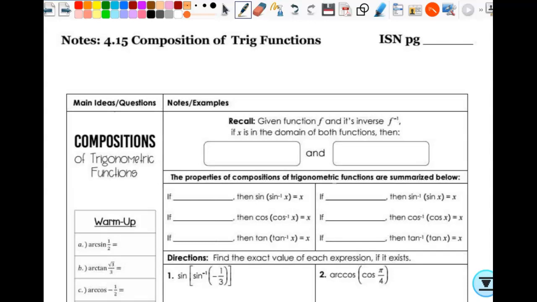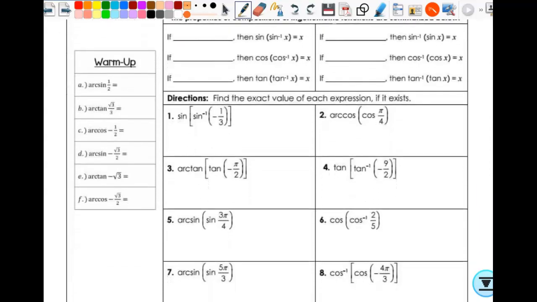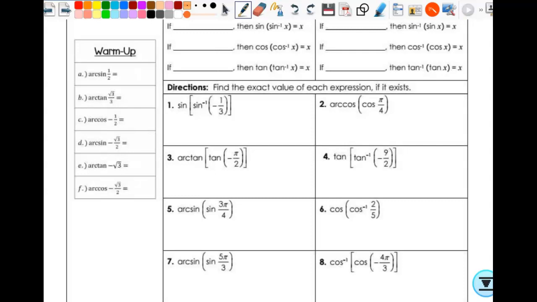All right, so I've given you a few minutes to finish the warm-up. If you're watching the video, pause it and do the warm-up first. This is just what we did yesterday, so hopefully it was pretty easy to recall.